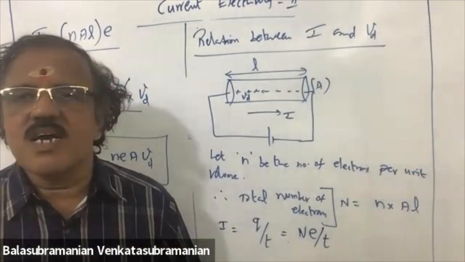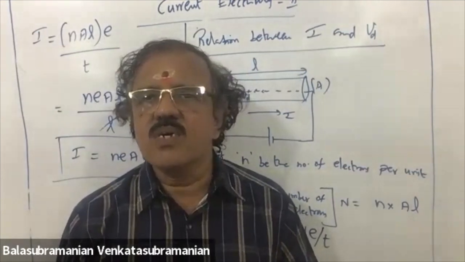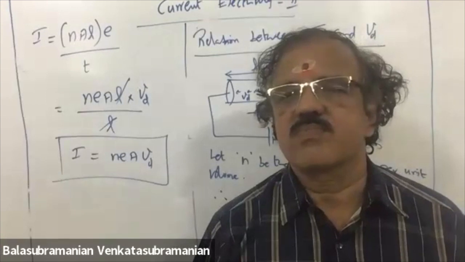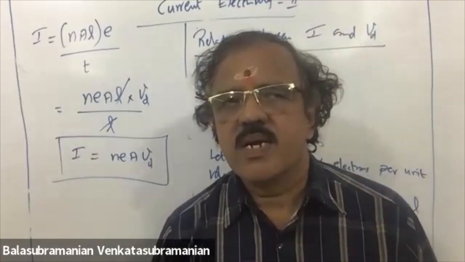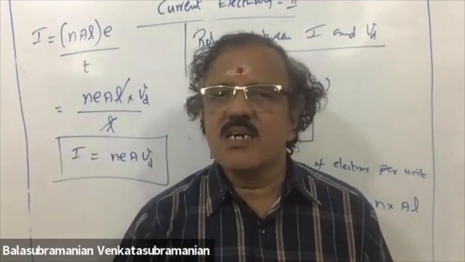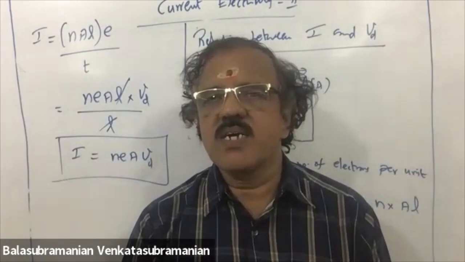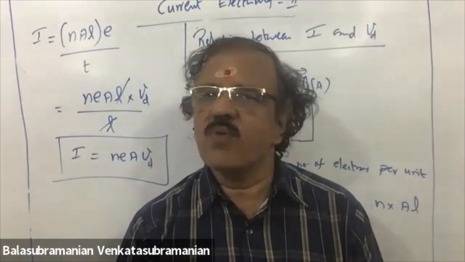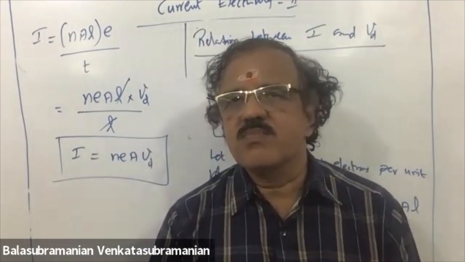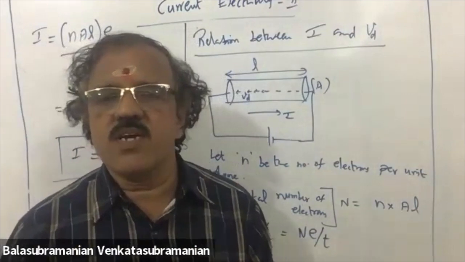Relation between current and drift velocity: I is equal to nAe vd. Simple equation. Correct? So this is the equation connecting current and drift velocity. Drift velocity is the velocity acquired by the electrons moving in a wire when subjected to an external electric field. Right, so we have seen the current and drift velocity equation.